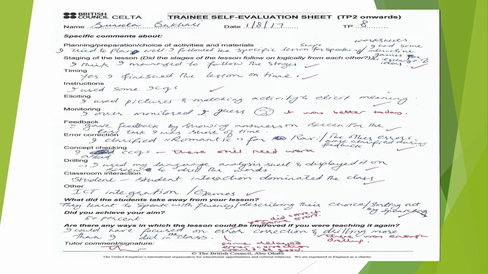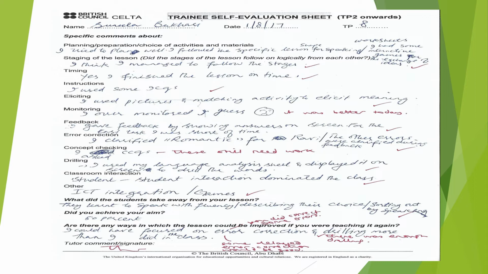So it begins with your comments about your planning, preparation, choice of activities, and materials. Basically, in this part, you have to reflect on whether you have been good enough regarding your planning. Did your lesson go as per your plan? Were you well prepared? And your choice of activities and materials, was it appropriate? Did it facilitate you in conducting your lesson and in achieving your aims or not?